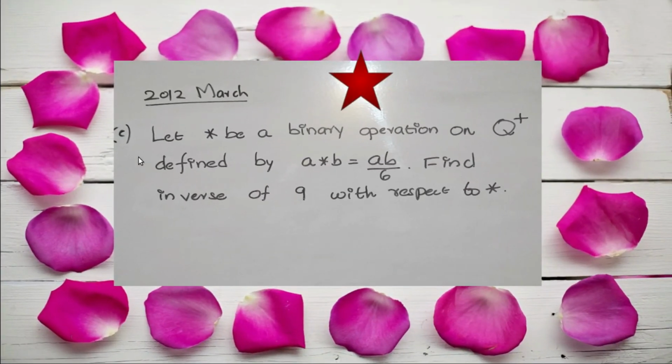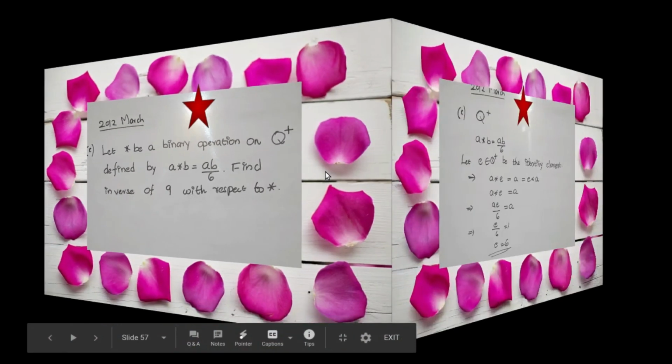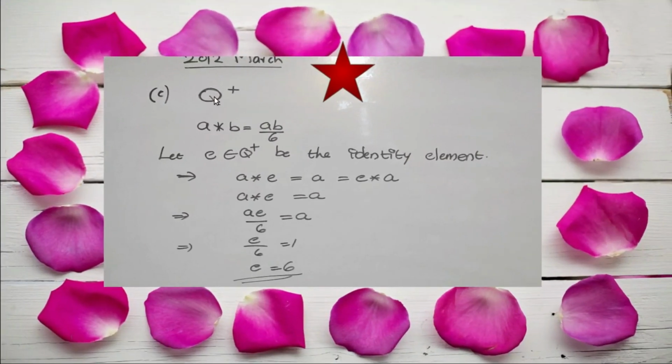2012 March C. Let star be a binary operation on Q plus defined by A star B equal to AB by 6. Find inverse of 9 with respect to star. A star B is AB by 6 on Q plus. We have to find identity element. Let E belongs to Q plus be the identity element. Then it should satisfy this condition: A star E equal to A, that is equal to E star A.